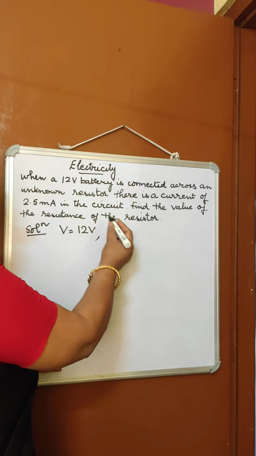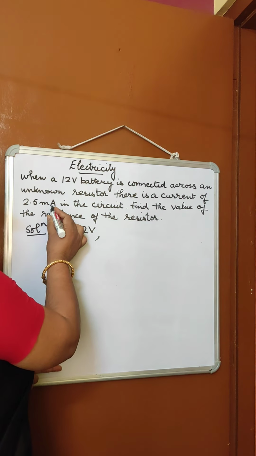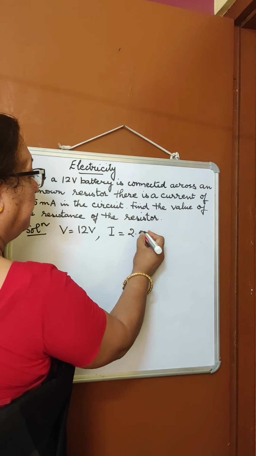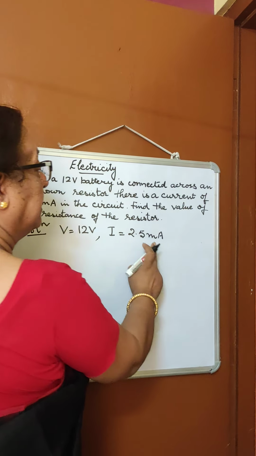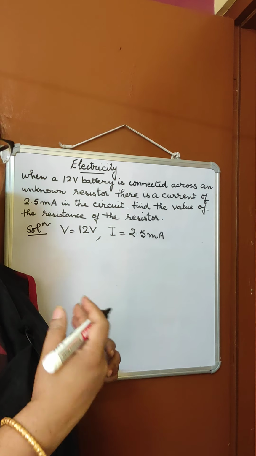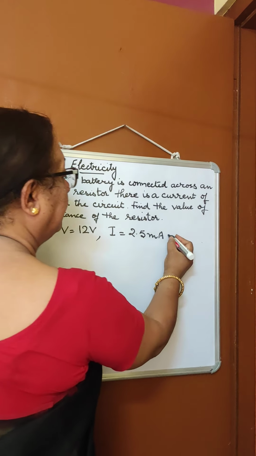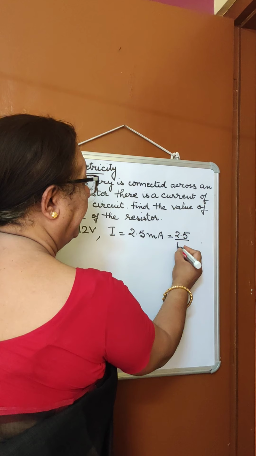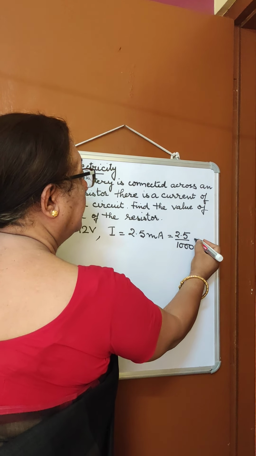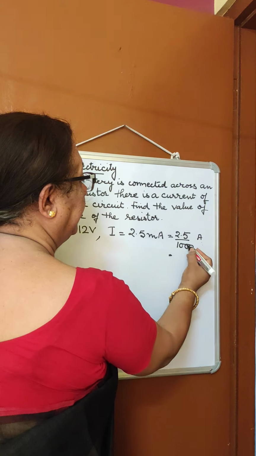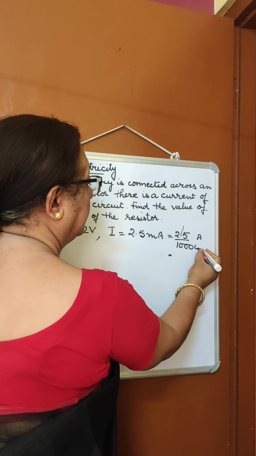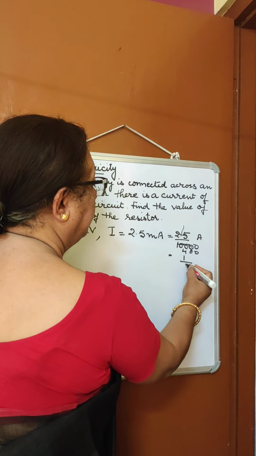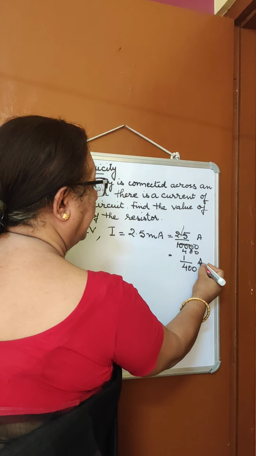This is given and there is a current of 2.5 milliampere. So current is 2.5 milliampere. Now this is milliampere, we need to convert it to amperes. How to convert it to ampere? We divide by 1000. So this will be 25 by 10,000, which is 1 by 400 ampere.